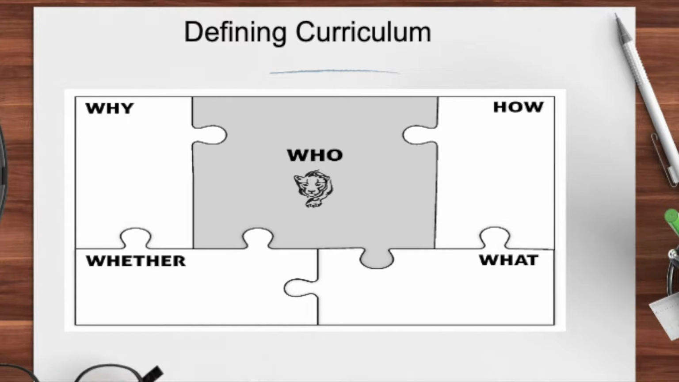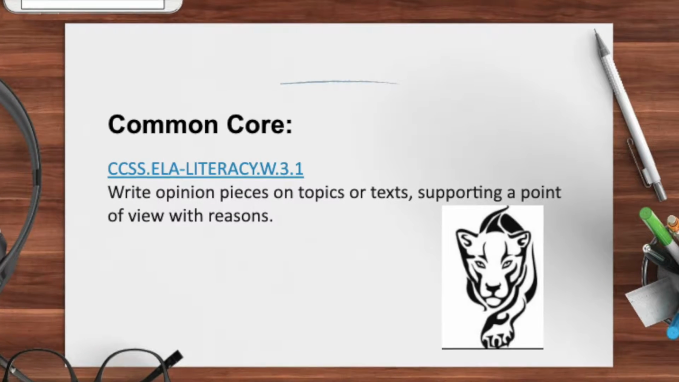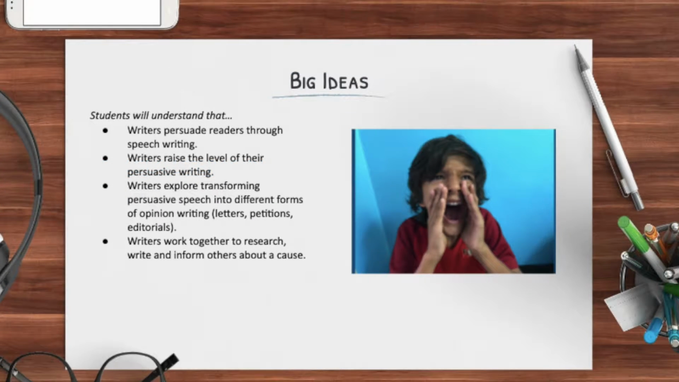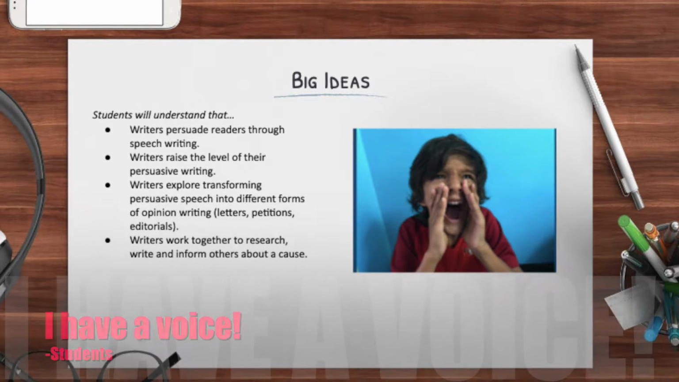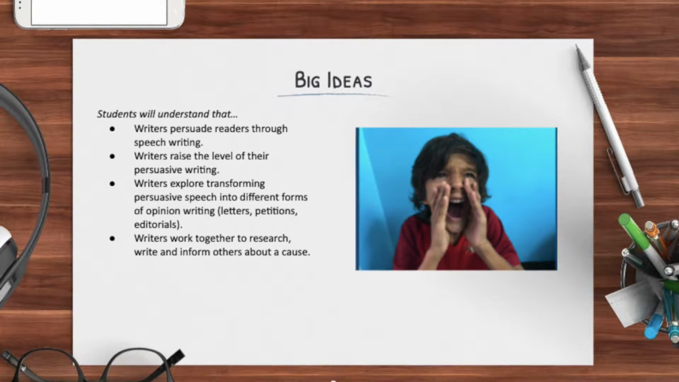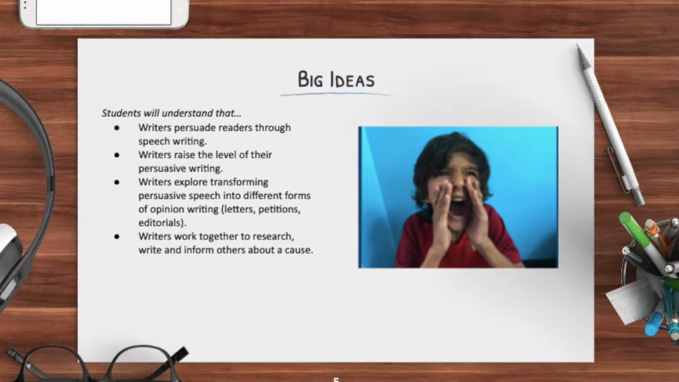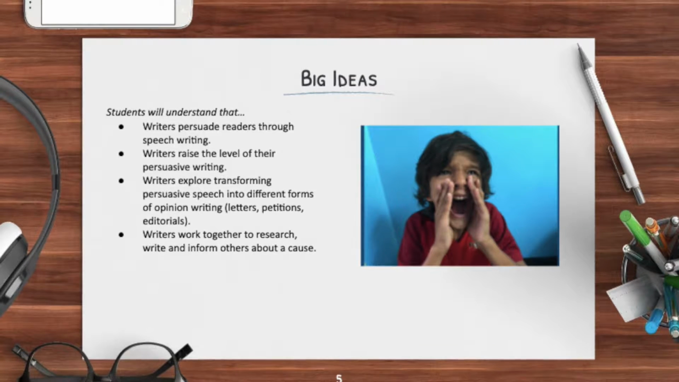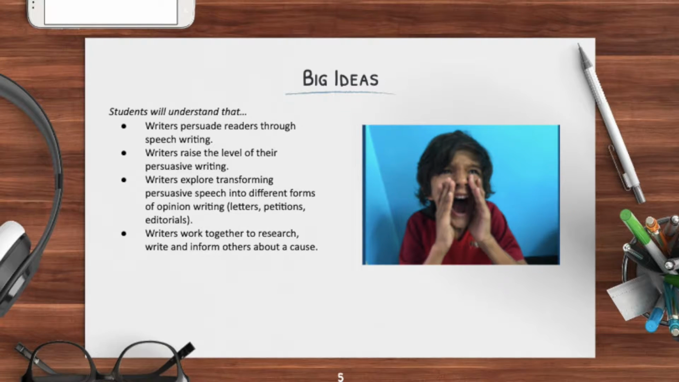The standard that I will focus on comes from Common Core. Students will write opinion pieces on topics or texts supporting a point of view with reasons. Students will understand that writers persuade readers through speech writing. Writers raise the level of their persuasive writing. Writers explore transforming persuasive speech into different forms for opinion writing. Letters, petitions, editorials. Writers work together to research, write, and inform others about a cause.